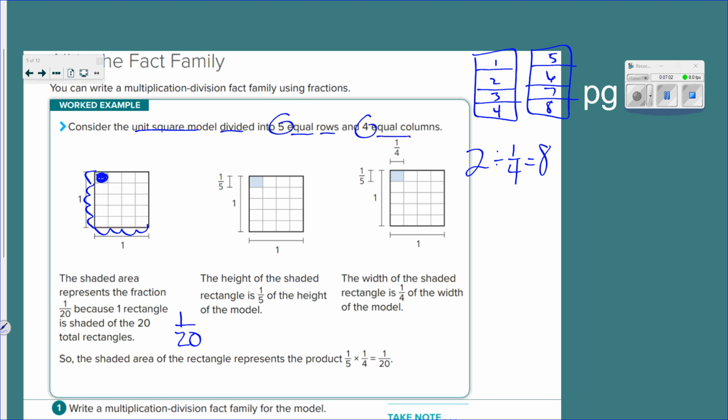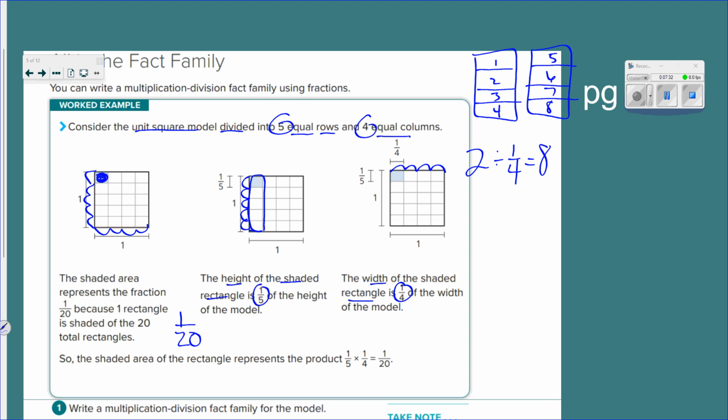Yeah. Okay. Now here's where this gets a little interesting. So the height of the shaded rectangle is 1/5 of the height of the model. So my height has been broken into 1/5. So you can see that we have 5 of them, correct? Yes. Is everybody okay with that? Yeah. My width is 1/4 of the width. We see that that width has been broken into 1/4. Everybody okay with that? Yeah.